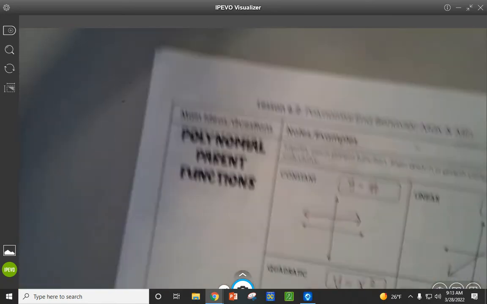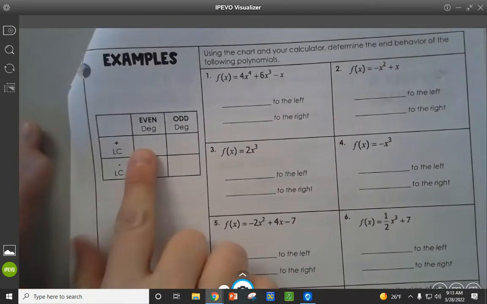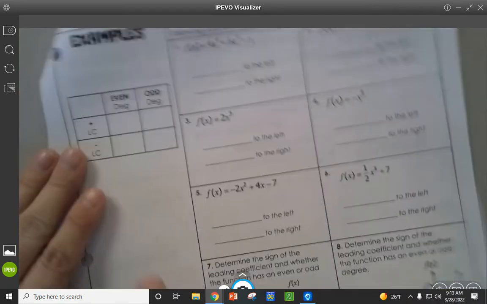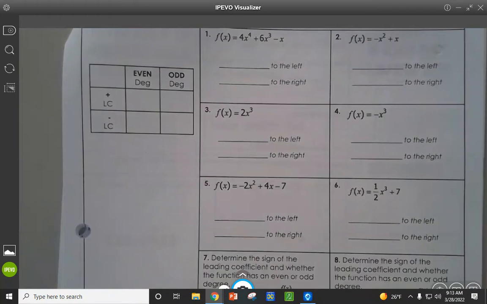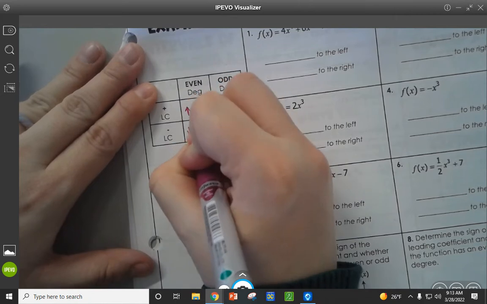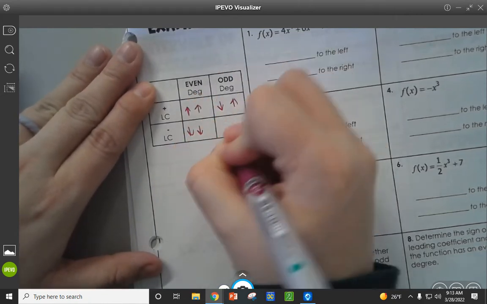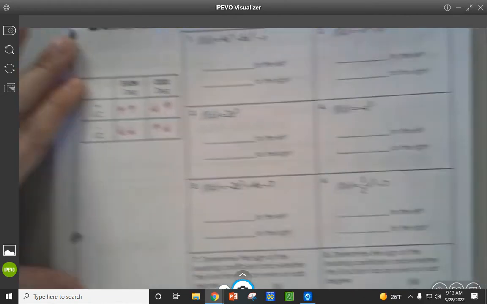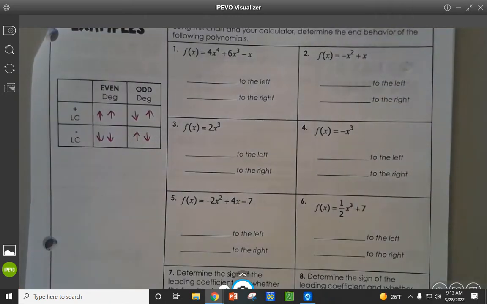So we're going to do some examples. Now on the back side, so you don't have to keep flipping back and forth, I put a little place for you to recopy this chart down, and we could just put the arrows. So we have up, up, down, down, down. That way you don't have to flip back and forth.